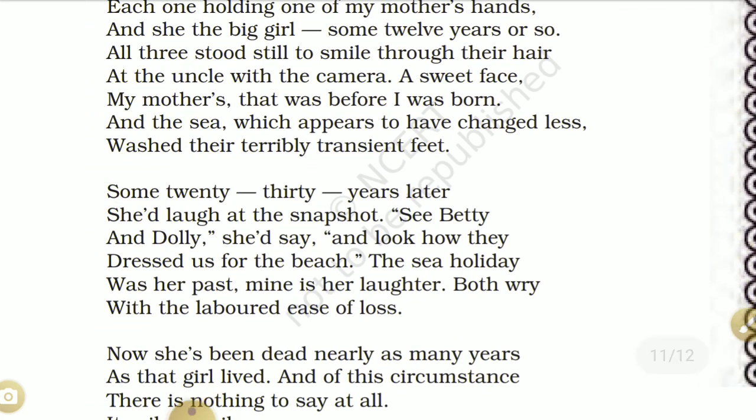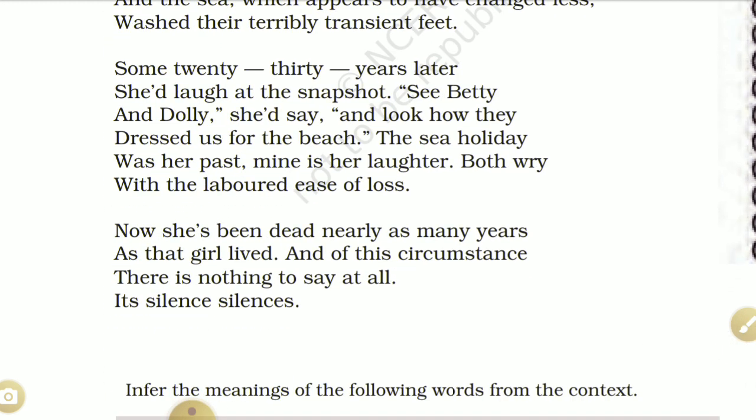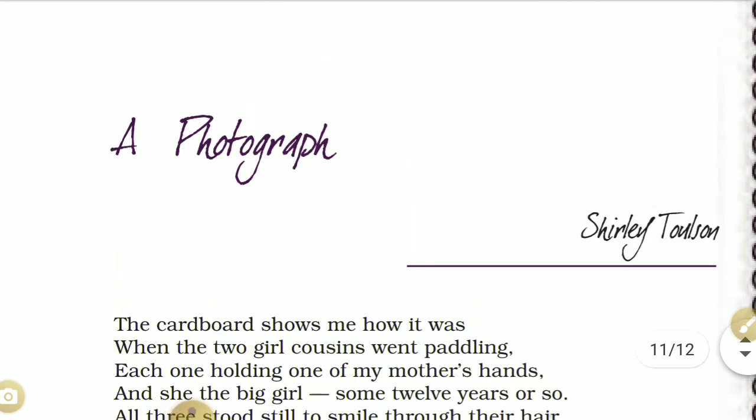Some 20, 30 years later, she would laugh at the snapshot. See Betty and Dolly, she would say, and look how they dressed up for the beach. The sea holiday was her first, mine is her laughter, both wry with the labored ease of loss. Now she has been dead nearly as many years as the girl lived, and of this circumstance there is nothing to say at all. Its silence silences.